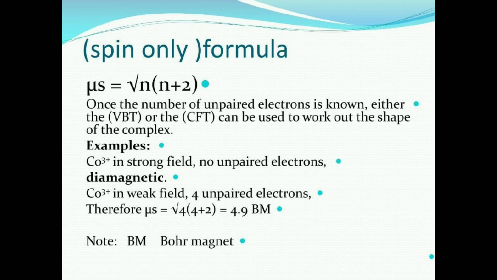So Co3 plus, that is cobalt 3 plus in strong field with no unpaired electrons, is diamagnetic in nature, but cobalt 3 plus with 4 unpaired electrons in weak field is paramagnetic in nature.